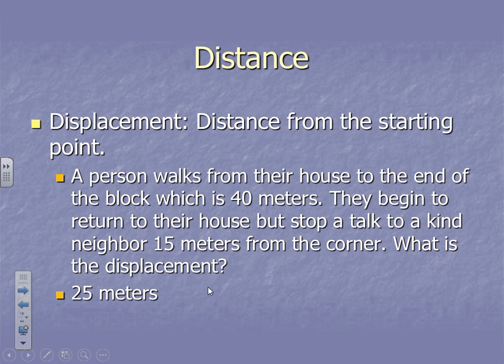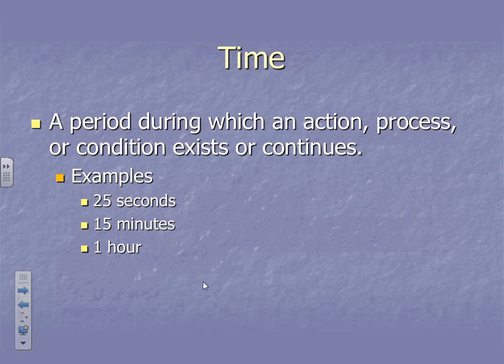The displacement will be one of those terms that you have to chew on a little bit and understand, but the idea is that it's really the final position minus the initial position. Of course, time: a period during which an action, process, or condition exists or continues. Examples of time would be like 25 seconds. Most of the things that we do in our lab will be in seconds because they'll occur very rapidly. Obviously, you can talk about I'll be there in 15 minutes, or it'll take an hour for that casserole to bake. Those types of things are all times.